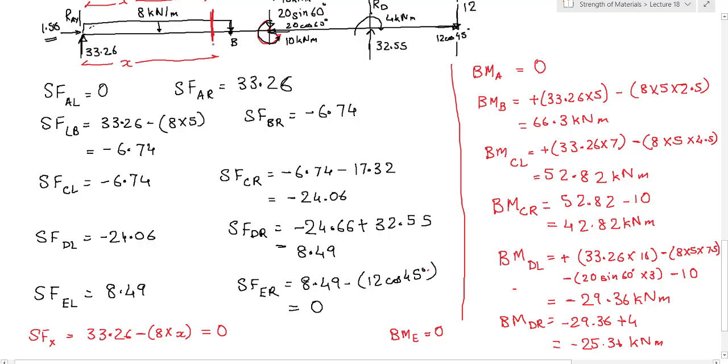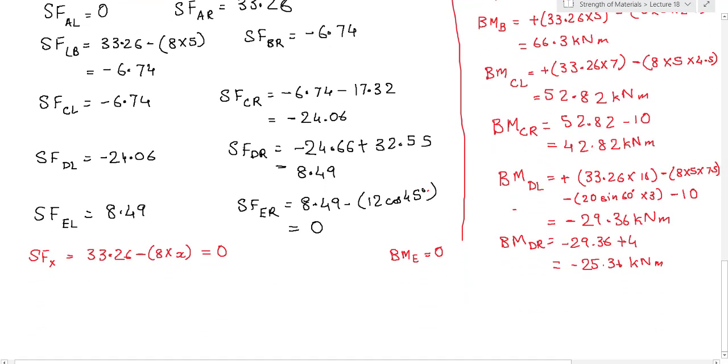There are no other forces to the left of this X, right? There are only two things. One, a point load of 33.26 in the upward direction, and second, a uniformly distributed load of 8 kilonewton per meter in the downward direction. Just putting that, we will get 8x is equal to 33.26. So x is equal to 33.26 divided by 8, which is 4.16 meter. So we can find out the bending moment at 4.16, right?